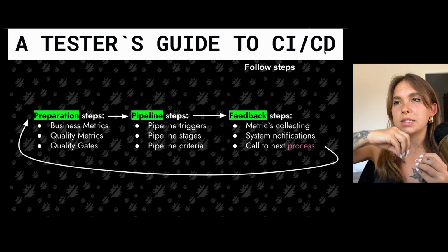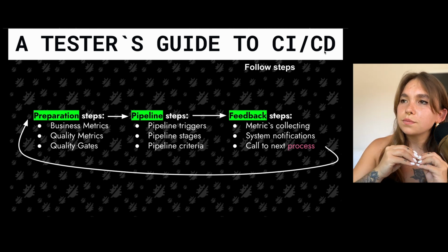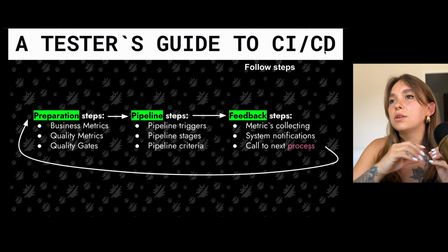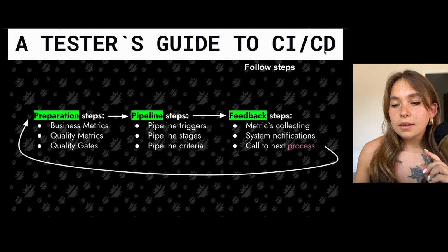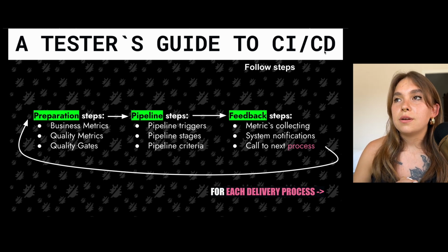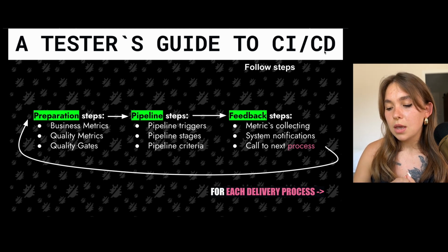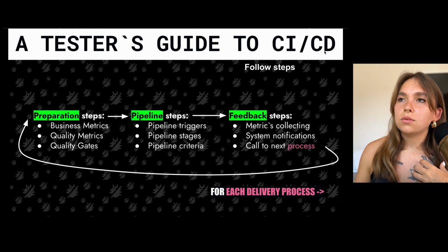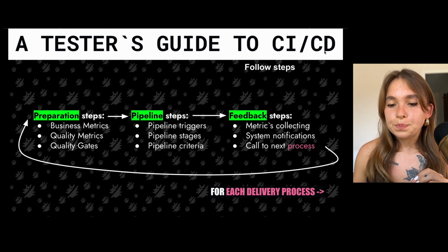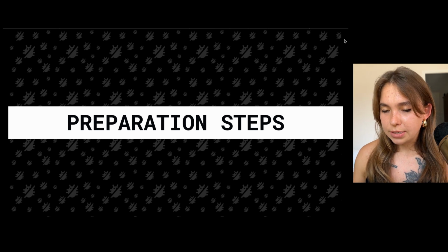So it's like a map which goes from the first stage of feature delivery, or maybe even earlier, from the analytical part, to the release. And actually, in the perfect situation, we have to prepare this type of research for every delivery process. Yes, it can sound a bit heavy, but okay, it's an ideal situation. Preparation steps. Let's start from preparation steps. What do we have here?